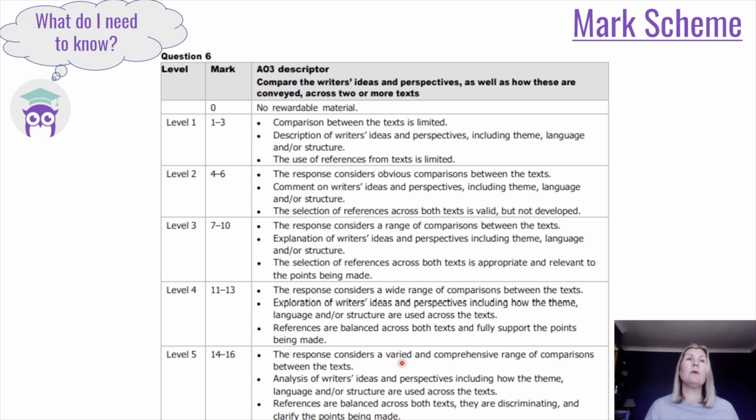It's not like with the earlier question, with the language, where I was saying squeeze everything you can out of your quotes. You are going to want to get through. And notice again, in terms of references, both texts is appropriate, relevant, and then you go, references are balanced across both texts. So that again demonstrates that you need to be getting both in, and top band, it's the discriminating and clarify the points being made, i.e. they are the best quotations that you could possibly use in order to evidence your point.